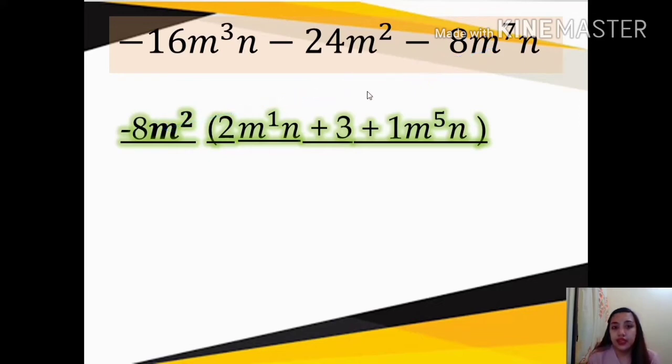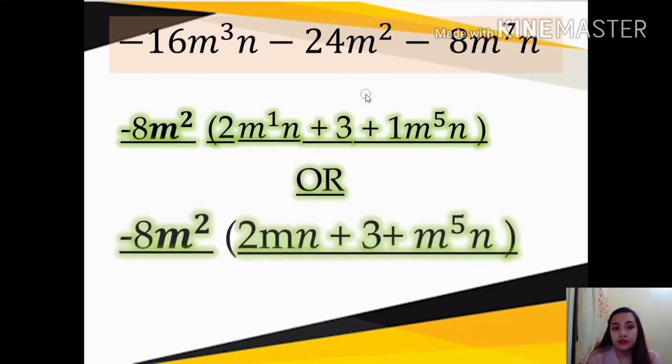Okay, let us finalize our answer. This will be the final answer. Negative 8m squared multiplied to 2mn plus 3 plus 1 or plus m to the 5th power n. So, niremove na natin lahat ng may 1 na exponent and constant ng variable.